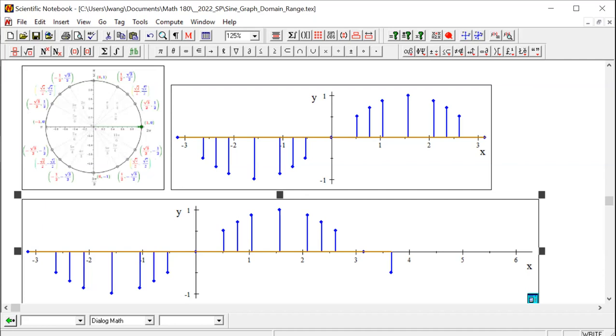Okay, let's mark this point. This point is 7 pi over 6, and the blue number is -1/2.